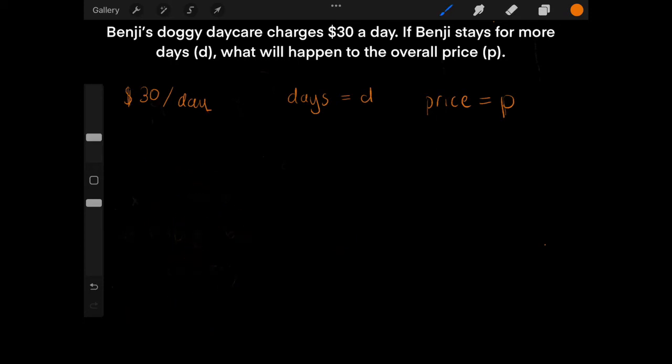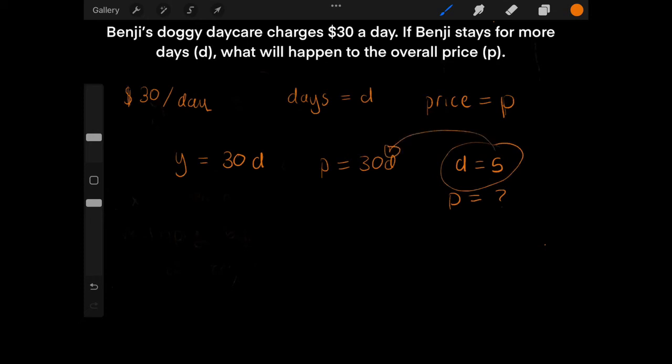So, how much will the daycare cost after 5 days? Well, we know that y is equal to 30d, or another way we can write it is p is equal to 30d. Now, if Benji stays for 5 days, so if d is equal to 5, what will be p? Well, we can just substitute 5 into the equation for d. So, p is equal to 30 times 5, and therefore p is equal to $150.